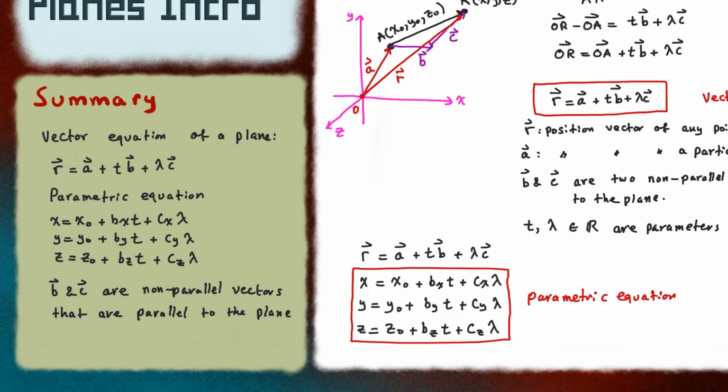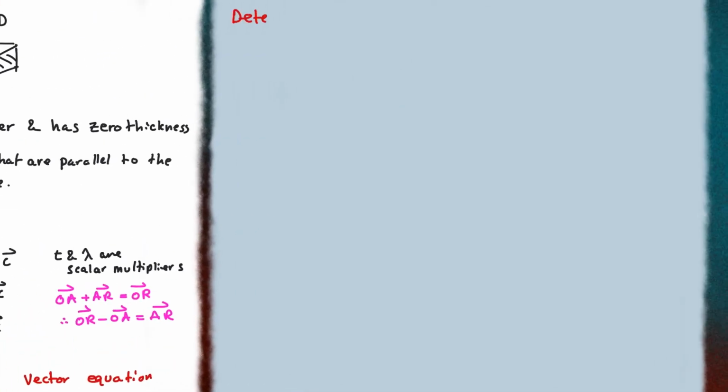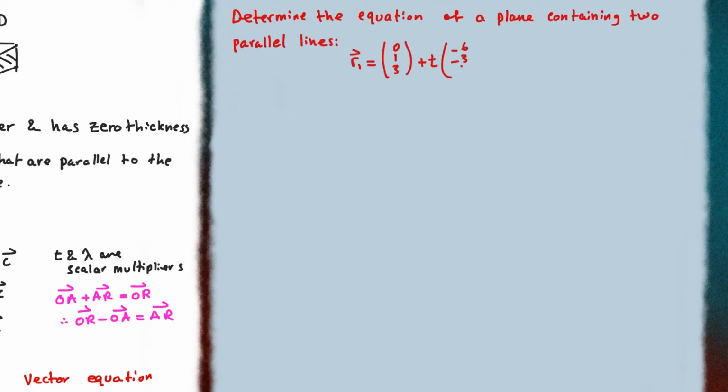And now we are going to look at an example. In this question, we want to determine the equation of a plane that contains the 2 parallel lines shown. Note that when we're talking about vectors B and C, the 2 vectors that help us figure out the direction of the plane, they don't necessarily need to be on the plane itself.